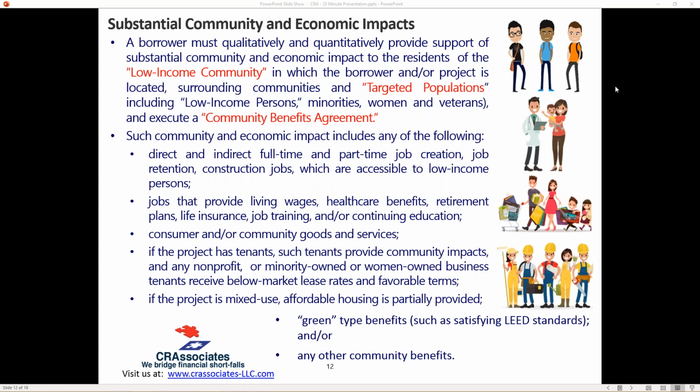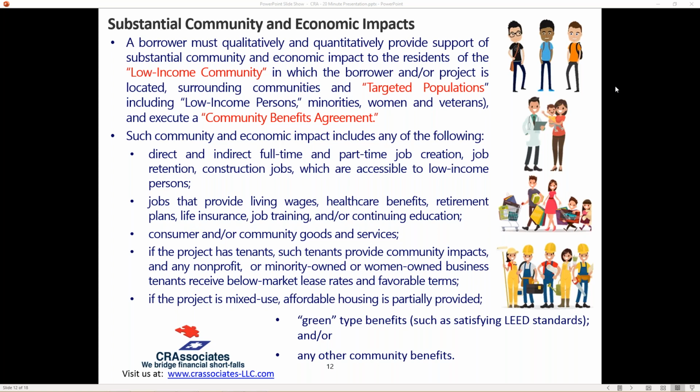As previously discussed, the program is intended to provide vital community and economic impacts to economically distressed communities and targeted populations. A borrower must qualitatively and quantitatively provide support of substantial community and economic impact to residents in low-income communities and other targeted populations. It must also execute a community benefits agreement.